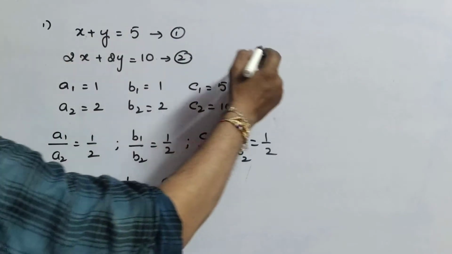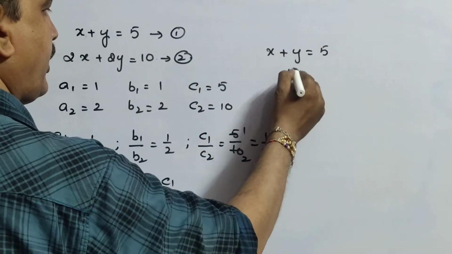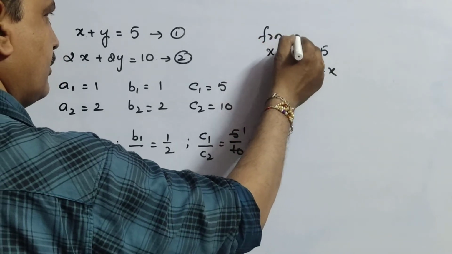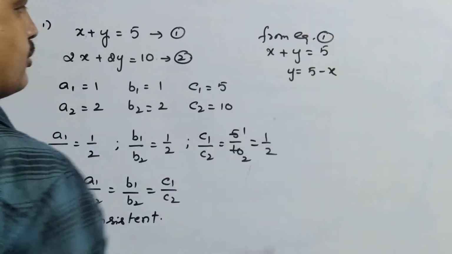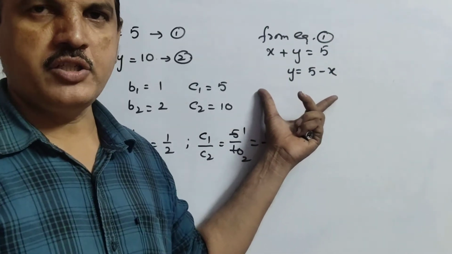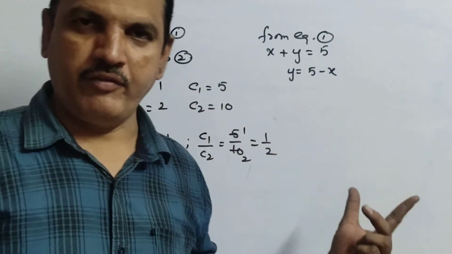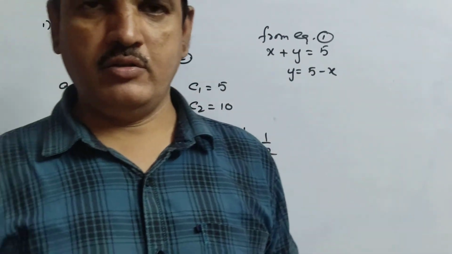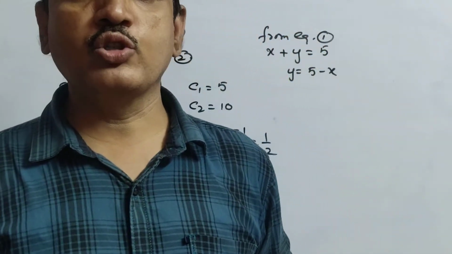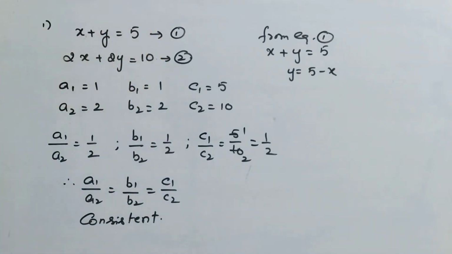Take equation 1, x plus y equals 5 and y equals 5 minus x from equation 1. So like this you'll find the coordinates for the first equation, and similarly for the second equation, then you draw the graph. I am sending the graph of the solutions which I am explaining, once go through it. Okay, is it clear now how to find out the consistent and inconsistent?